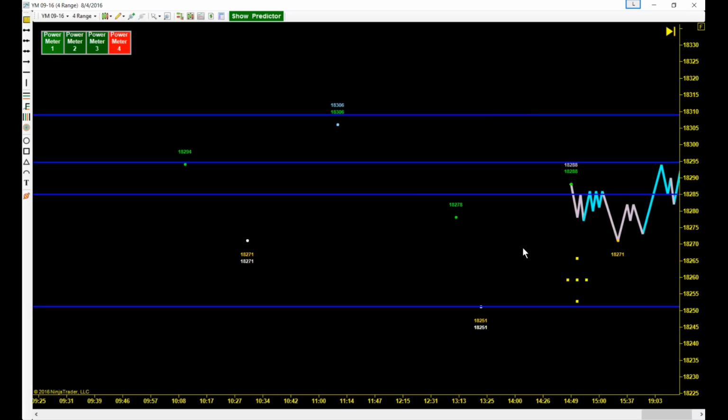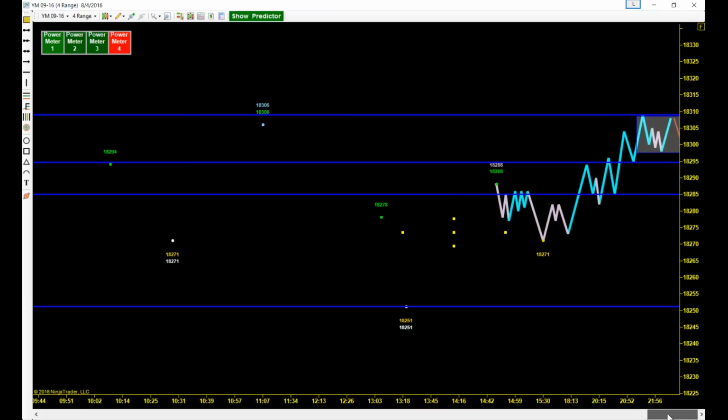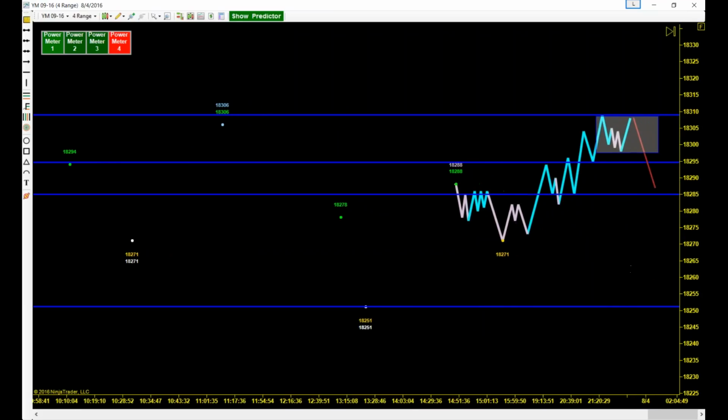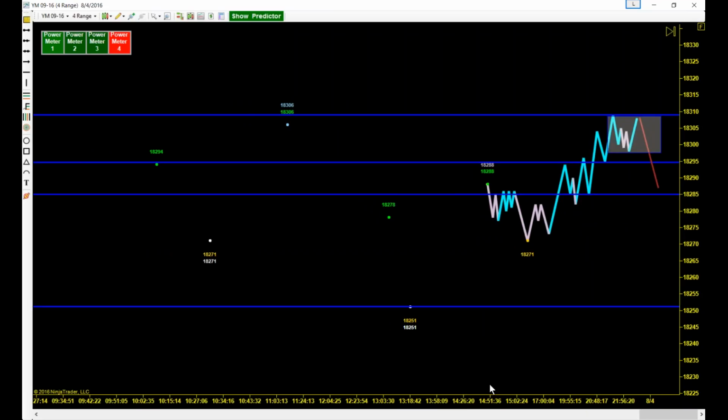Now when it thrusts up like this, let me see if I can get it to like that, then you can very possibly take this trade and then take the money off before it gets down here. Scalp it. And that's what I'm going to try to show today, if you want to scalp.